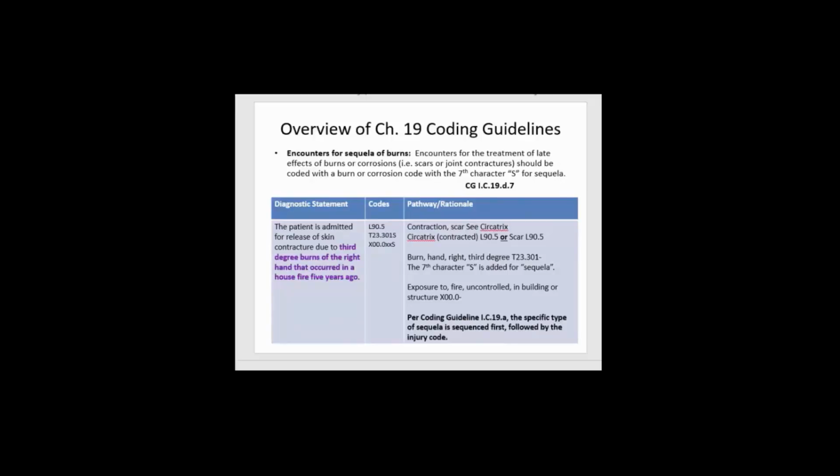The next guideline has to do with encounters for sequelae. Sequelae for burns typically is scarring, or you can have contractures at the joint, or you can have a scar that is so fibrous and condensed that it just pulls someone's skin together so that they can't extend their arm or their leg, whatever's burned, because of that scarring.